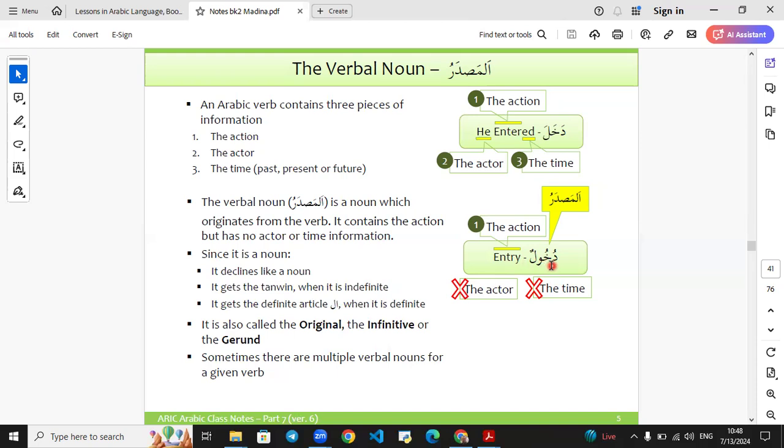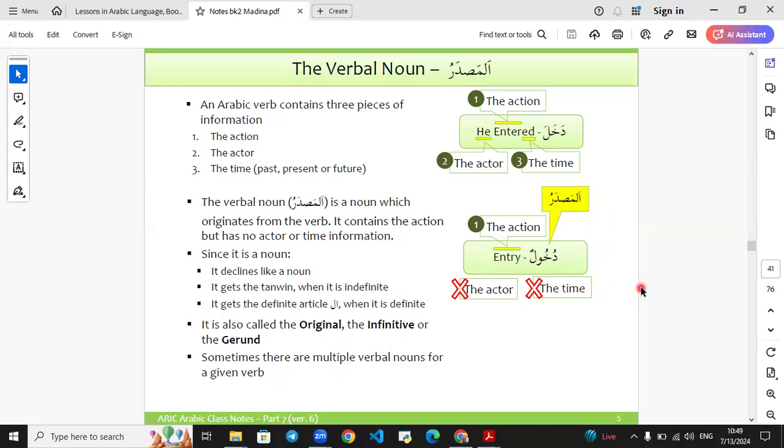It can also come in different forms. We are going to look at that in some time, when given a verb to turn into masdar. It's called the original noun or infinitive. When we talk of infinite, infinite is something that doesn't end. So when you say entry, there's no time limitation to it. It's not limited by time because there's no time factor. Or we can say there's no one who is controlling it. So we call it entry.